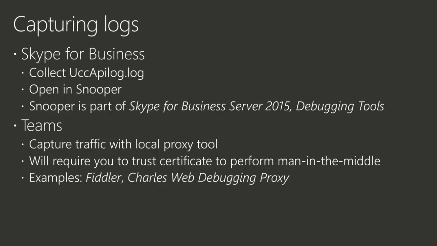Snooper is part of the Skype for Business Server 2015 debugging tool, so you can just download that, read your logs, and be very happy about that. Teams, not so easy. So you need to do this trick with installing the local proxy, doing your own man-in-the-middle attack, collecting this traffic. Examples for tools are Fiddler or Charles Web debugging proxy that I used.